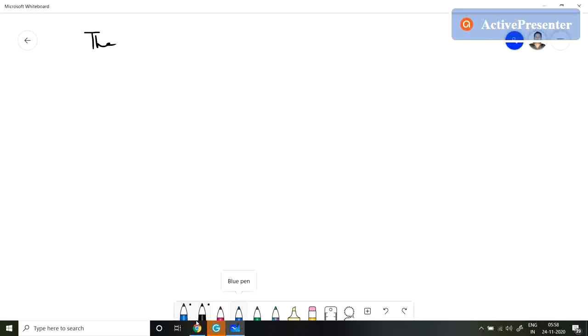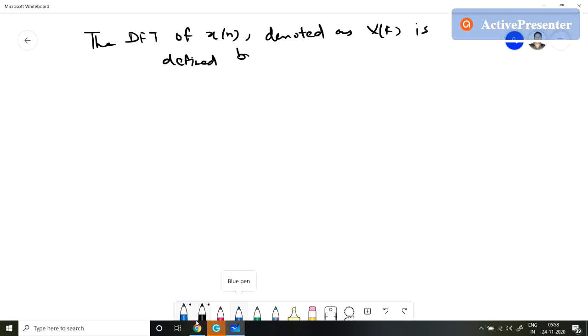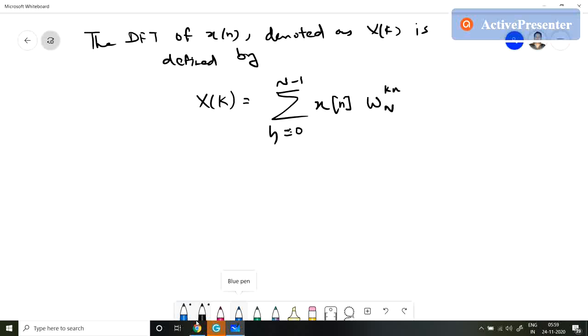So the DFT of x[n], denoted as X[k], is defined by X[k] equals the summation n equals 0 to N−1 of x[n] W_N raised to the power kn, where k equals 0, 1, 2 up to N−1.